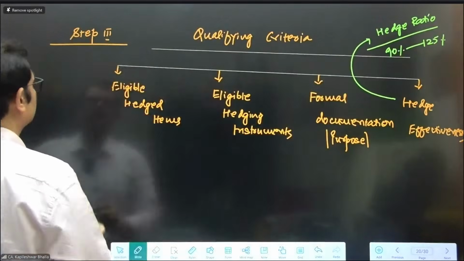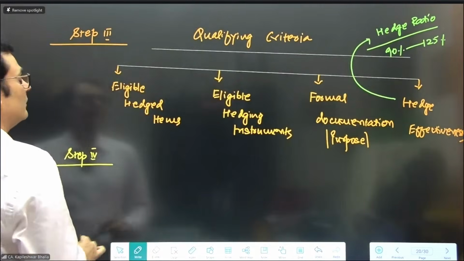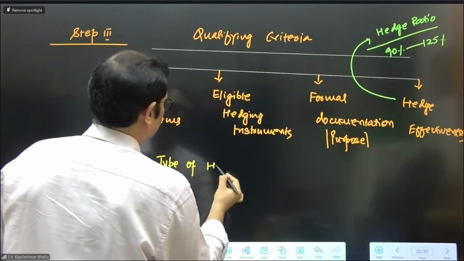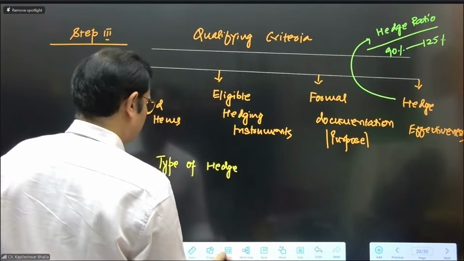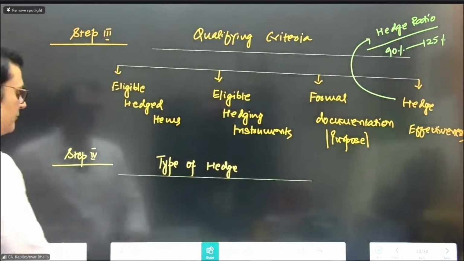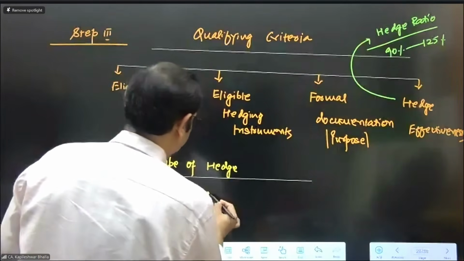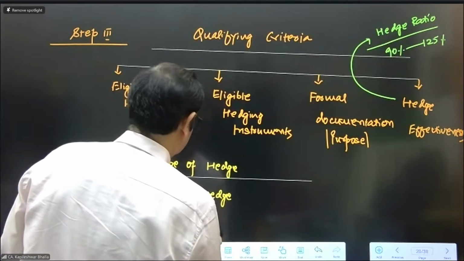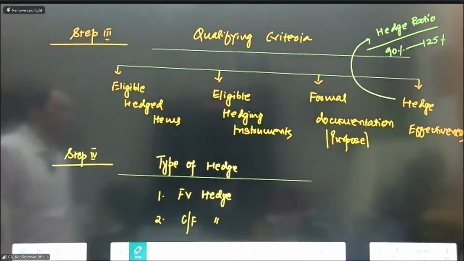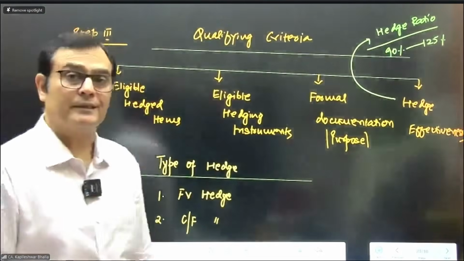Then we go on to step number 4, where we need to see the type of hedge. And these instructions are very clearly given in the question, so we don't need to really bother in terms of the type of hedge. It's either a case of a fair value hedge, or it is a case of what we call a cash flow hedge. These are the two kinds of hedge, and which hedge is to be used by the management would be outlined very clearly in the question.